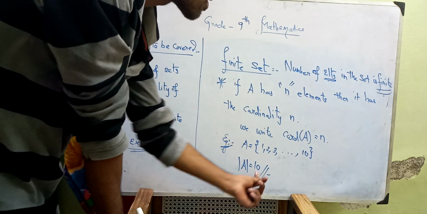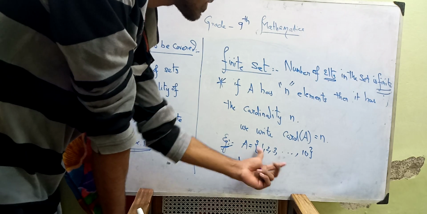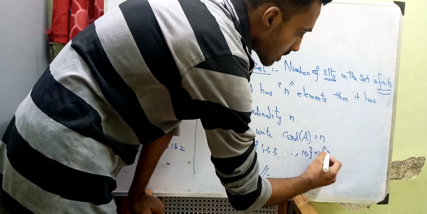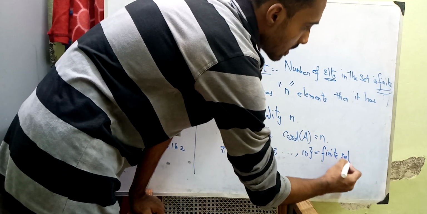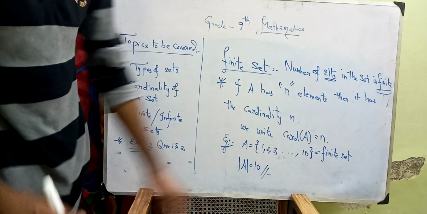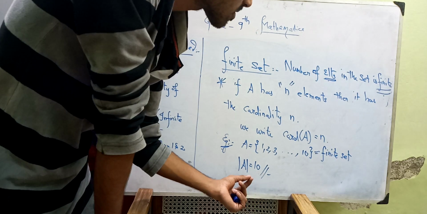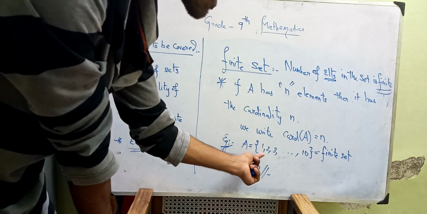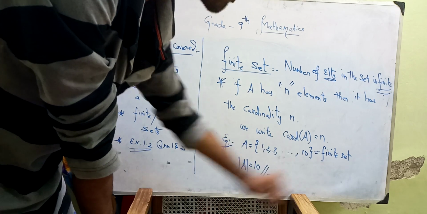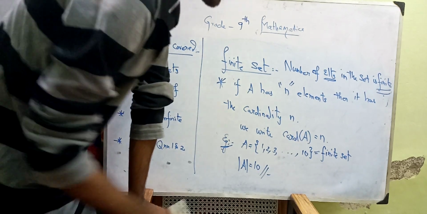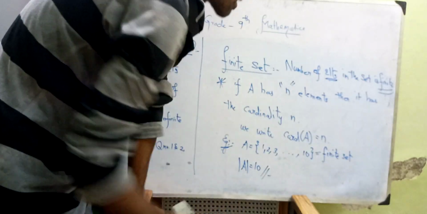Its cardinality is 10. So this is a finite set. This is called a finite set. This is an example of a finite set because it has a countable, or you can say finite, number of elements. You can count: 1, 2, 3, up to 10, it is countable. So therefore it is a finite set.